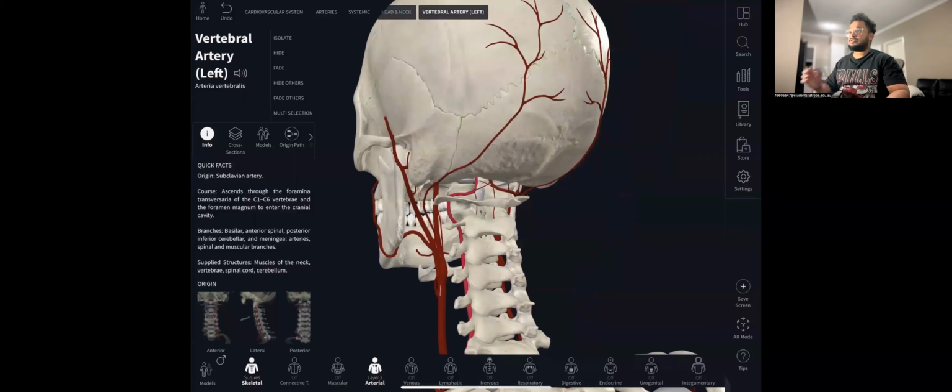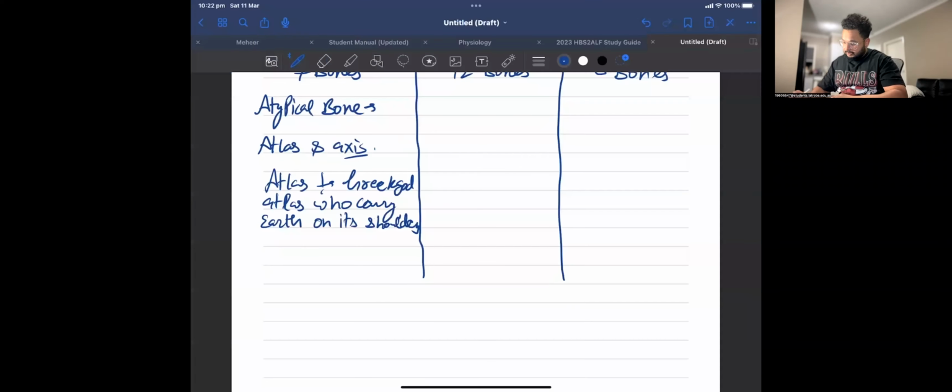All good. So the first atypical bone was atlas, which holds the skull on top of it. The second bone is axis, which has this odontoid process, which helps atlas to move and also helps our whole head to move all together. So these are two atypical bones. Let's write it down. Axis has odontoid. My spelling might be wrong, but okay, all good.